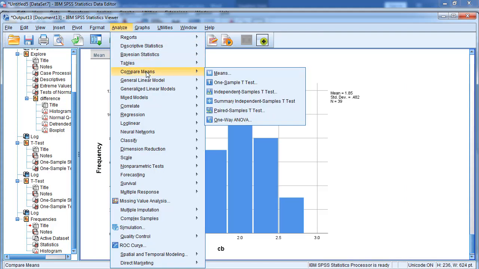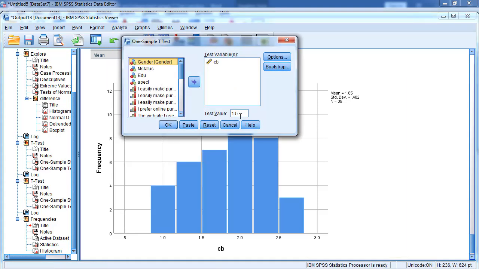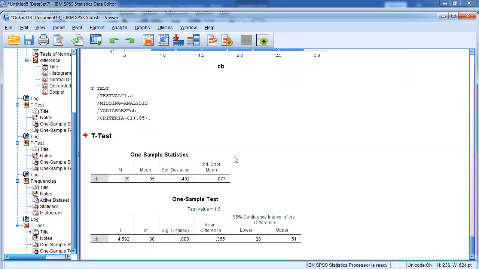I go to Analyze, Compare Means, One-Sample T Test, and then we put 1.5. This is the consumer behavior variable, and this is the population mean. Let me say 1.5, and then you press OK. You can see here the t-value is 4.59, and the degrees of freedom 39, which is n minus 1. The significance level, the two-tailed p-value, is less than 5%, meaning there is a positive difference between the mean of the sample and the population mean.